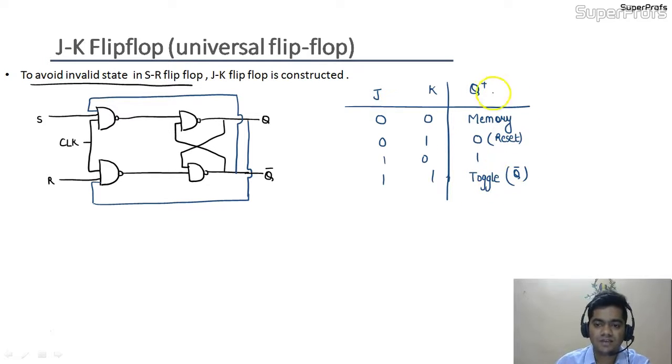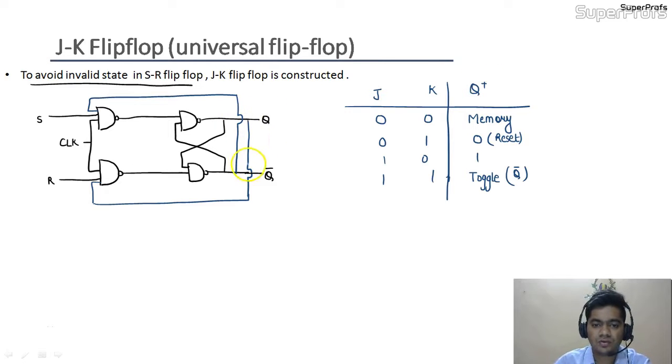So suppose we are having Q as 0, so the next output, if the inputs are J and K equal to 1, would be 1. And suppose we are having our previous output as 1, so for inputs J equals 1 and K equals 1, the next output would be equal to 0.